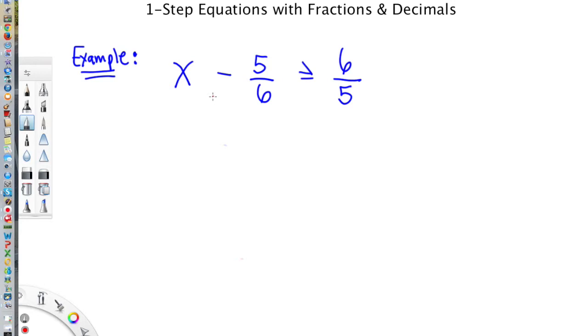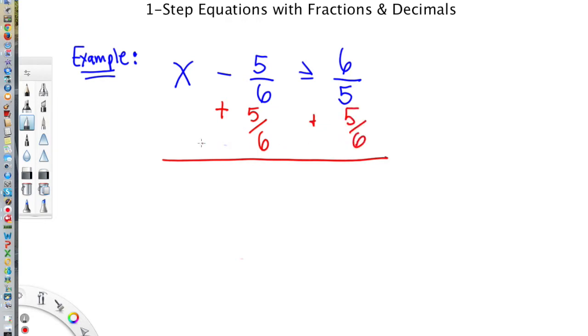We've got x minus 5/6 is greater than or equal to 6/5, and we need to isolate the variable since we cannot simplify. We need to ask ourselves what's happening to x. We're taking away 5/6. What's the inverse of that? Adding 5 over 6. And what I do to one side of the equation, I will do to the other.